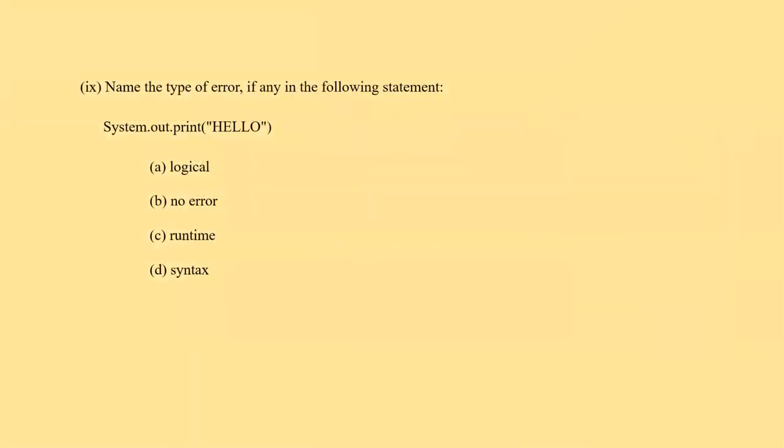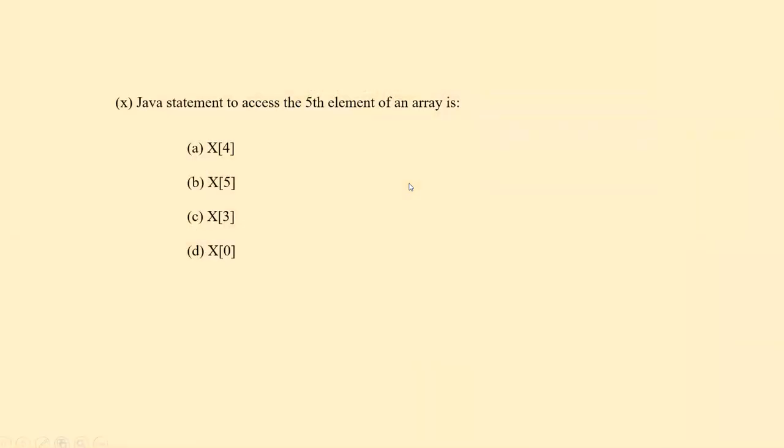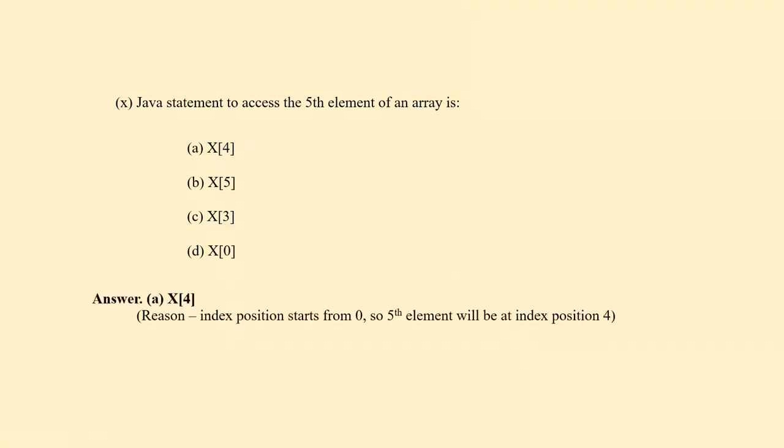Name the type of error, if any, in the following statement: System.out.print("hello"). Options are logical, no error, runtime, syntax. The answer is syntax error because in the statement, the semicolon is missing at the end. Next question. Java statement to access the fifth element of an array is: x[5], x[4], x[3], x[0]. The answer is x[4]. The index position in an array starts from 0. So the fifth element will be at index position 4.